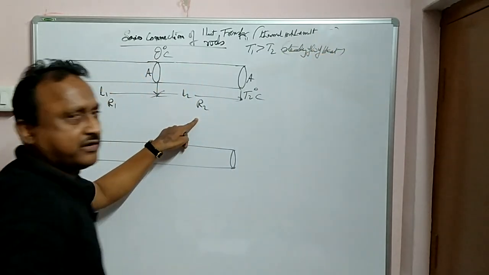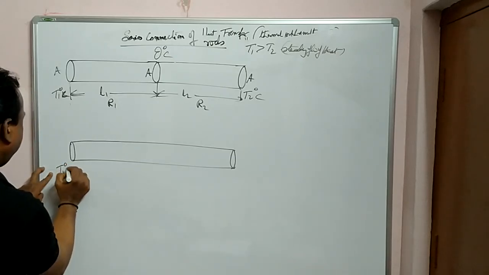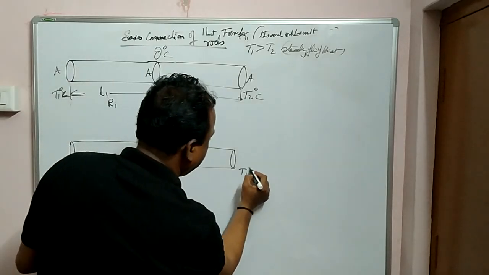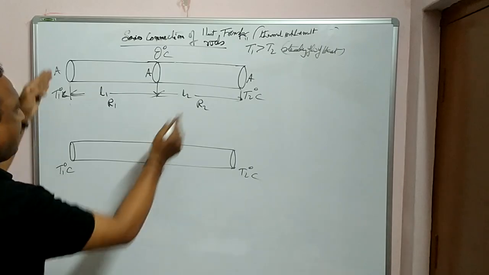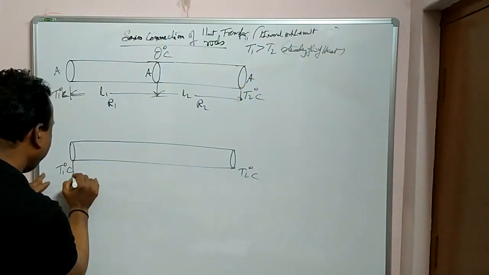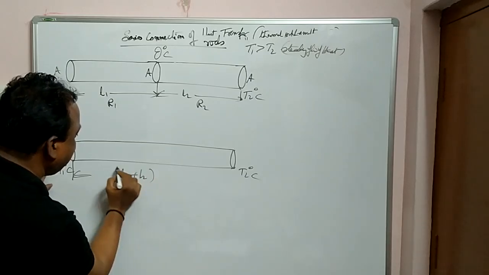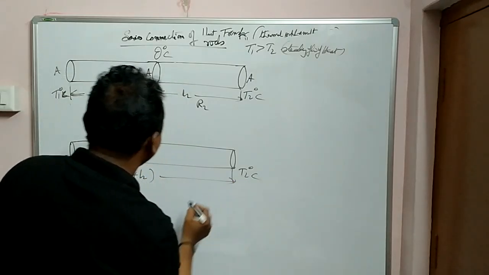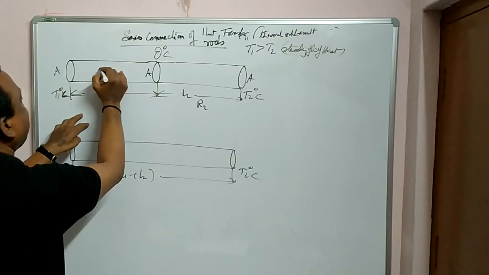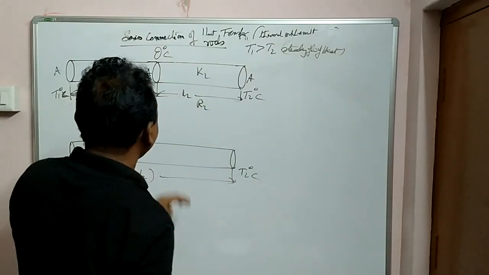Under those conditions only you can derive, not unsteady. So here temperature T1 degree centigrade, T2 degree centigrade. Now these two rods have combined together. Now what is the total length it will become now? What is the total length? L1 plus L2 combination. And for here, let the coefficient of thermal conductivity be K1 and K2.